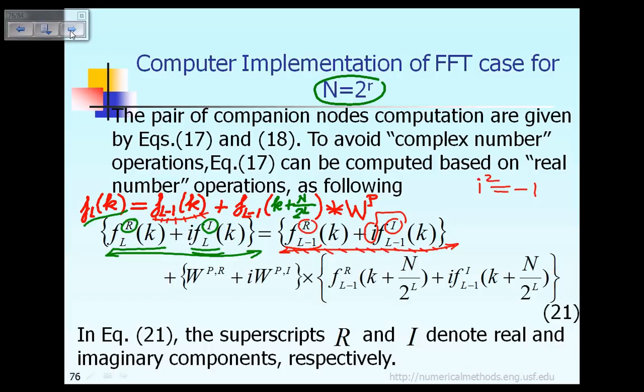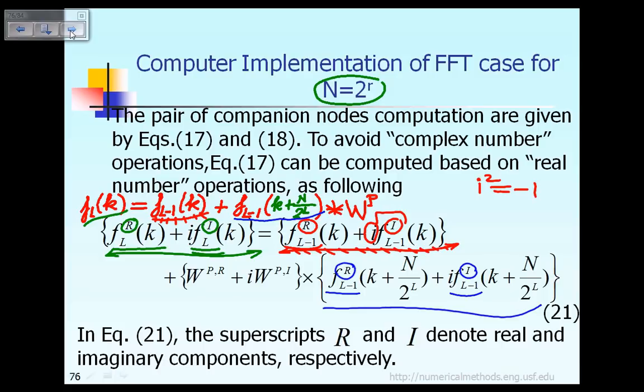And the same thing again, we can express the vector FL minus 1 of the companion node, that complex number right there, in terms of the so-called real and imaginary portion. So by that way, FL minus 1 of R as well as FL minus 1 of capital I superscript, they are both real numbers.